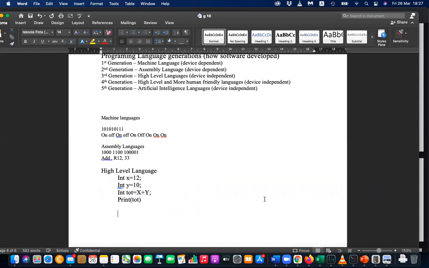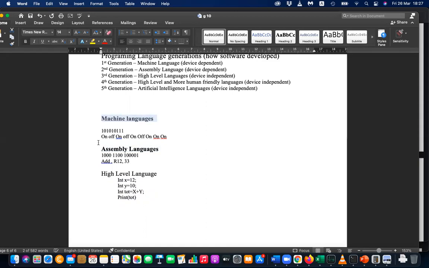So please write all three: high level languages, machine languages, and assembly language. Please write all three with the examples. Right. Now, the next thing.